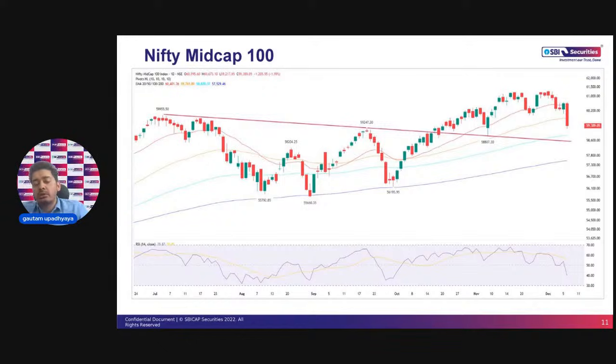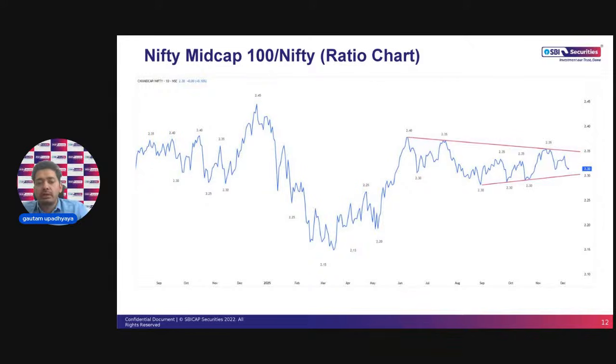Over there it has breached its long term average as well. The 200 day moving average, the index is clearly trading below that as well. So the next slide, this is a slide of the current Nifty Midcap index chart, and this is how basically a ratio chart looks. It is a normal chart itself.